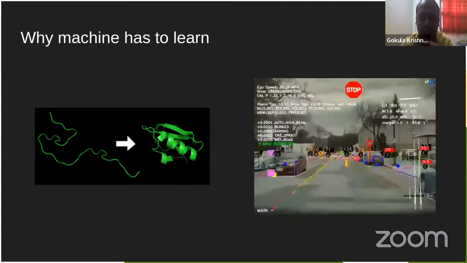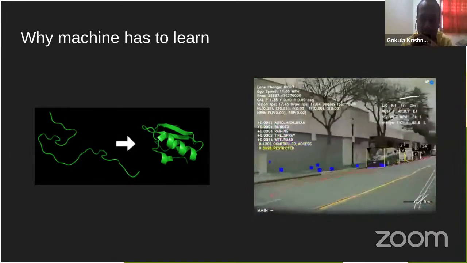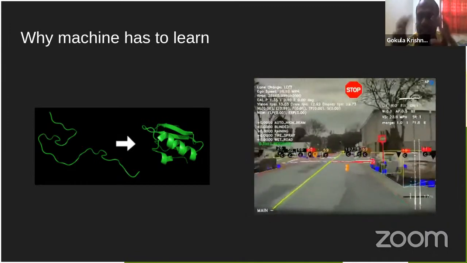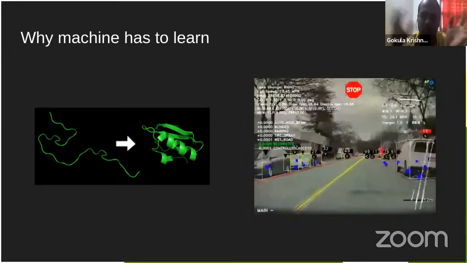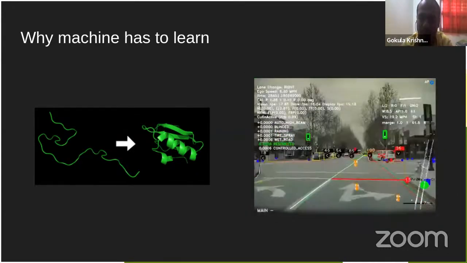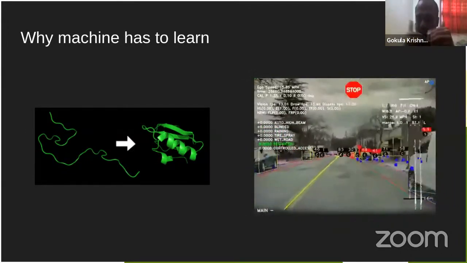So there are many such problems. Like I said, one example is protein folding, but there are many such problems in the real world that take a huge amount of time or cost to implement, which are very easily solved by deep learning methods. So that's one more point of view on why a machine has to learn.